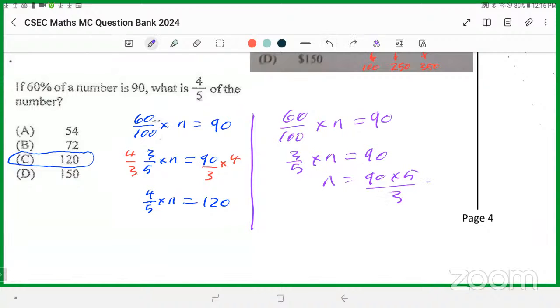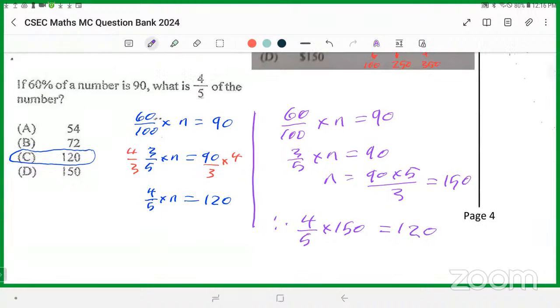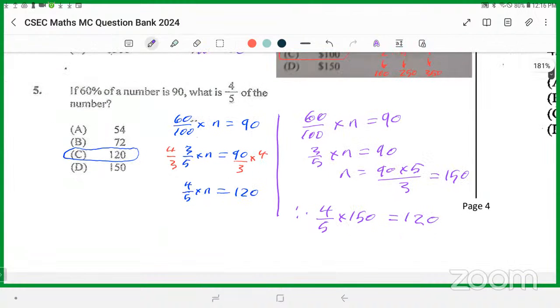If you write this out, you're gonna get 150. Because 3 into 90 goes 30, right? 30 times 5 is 150. So you're gonna get the number as 150. Therefore, 4/5 of 150 is what you want, which becomes 120. The answer is 120 if you do it that way. So this is our method.